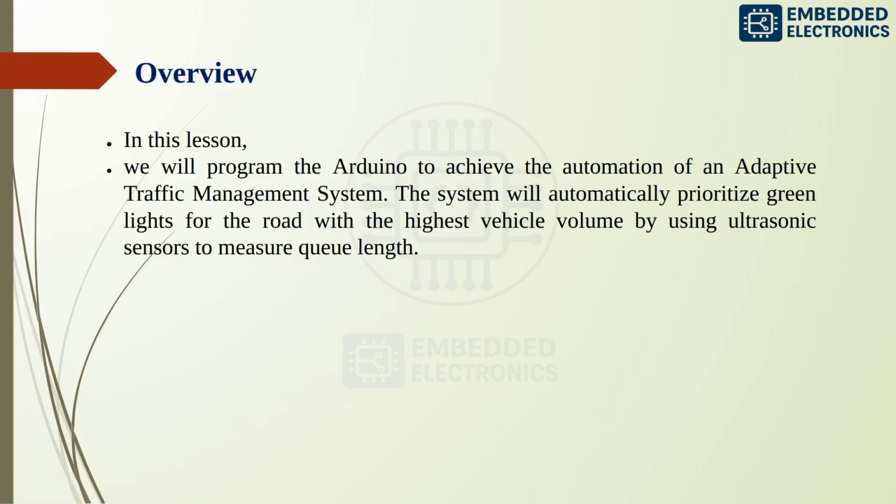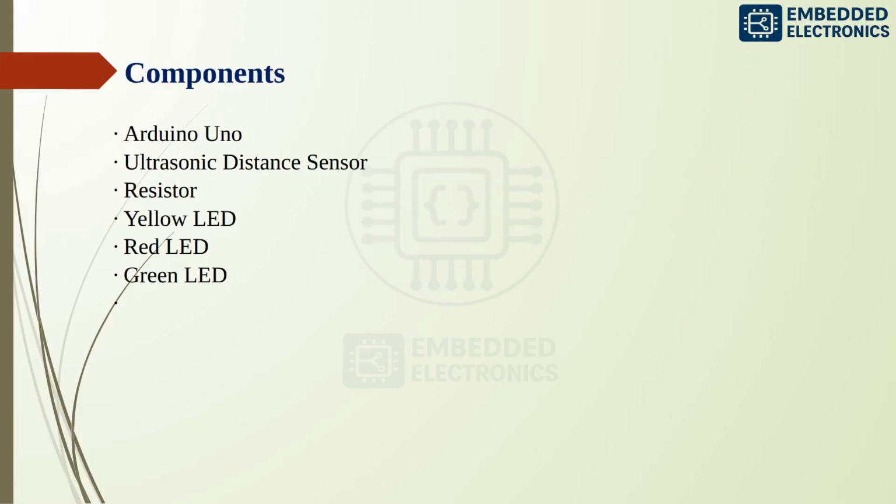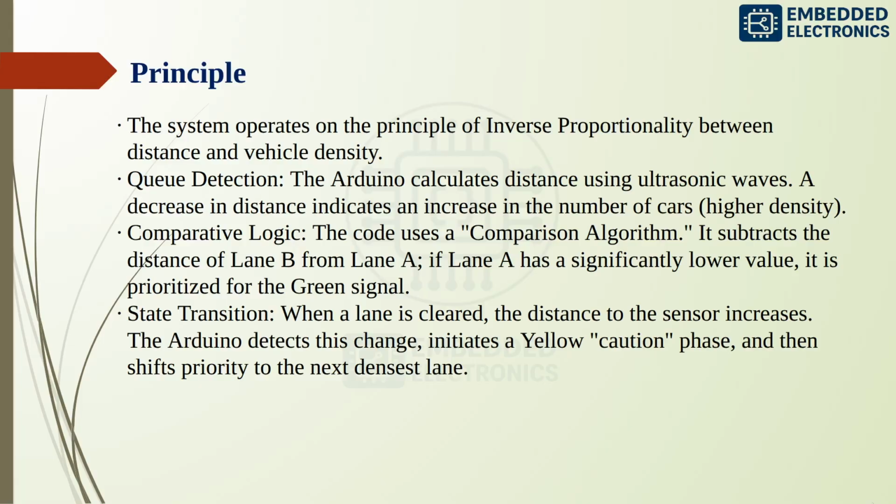The system will automatically prioritize green lights for the road with the highest vehicle volume by using ultrasonic sensors to measure queue length. The required components are Arduino Uno, ultrasonic distance sensor, resistor and LEDs. Here we are using 3 LEDs: yellow, red and green.